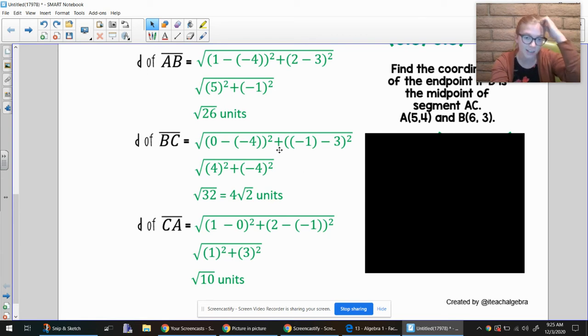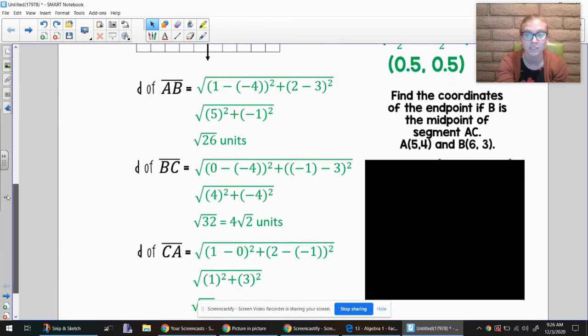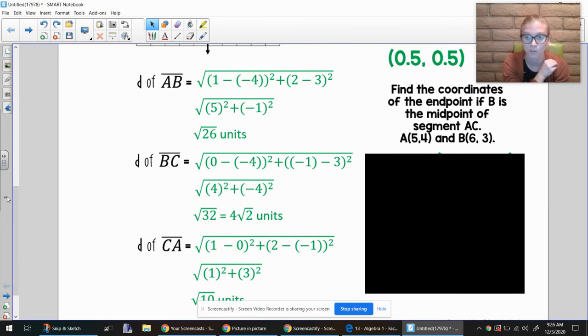One question that's often asked is, does it matter which point goes first? For the distance formula, it does not matter which one's your x1 or your y1, because all you're doing is subtracting to find the distance between the two x coordinates and the distance between the two y coordinates.